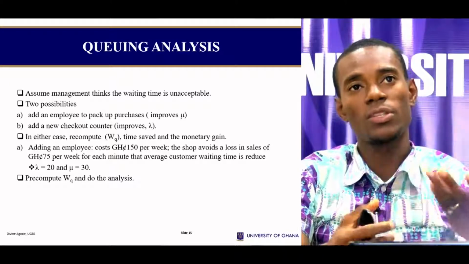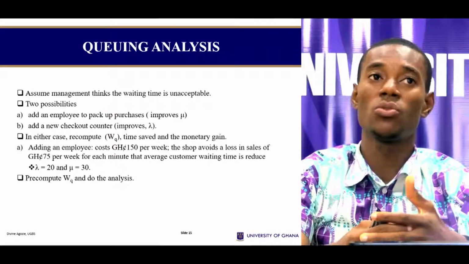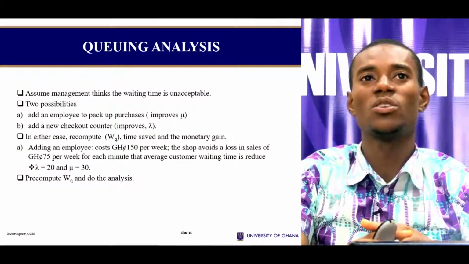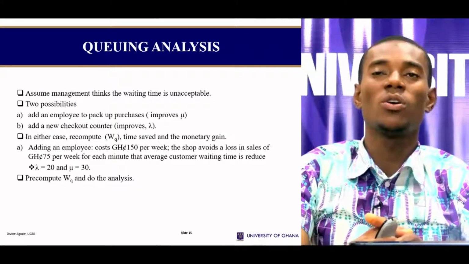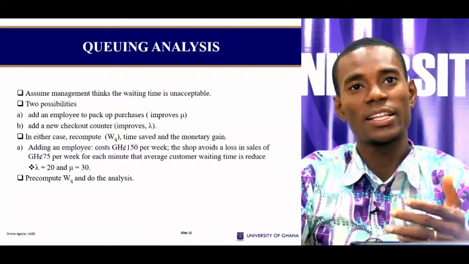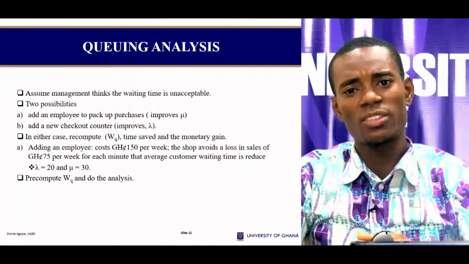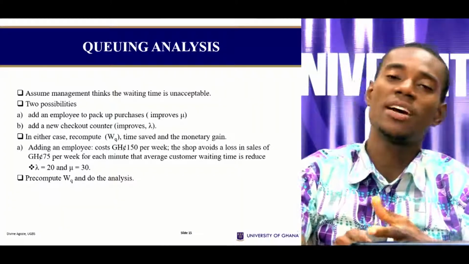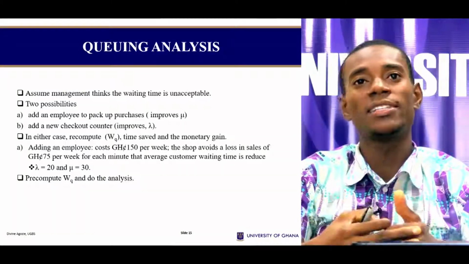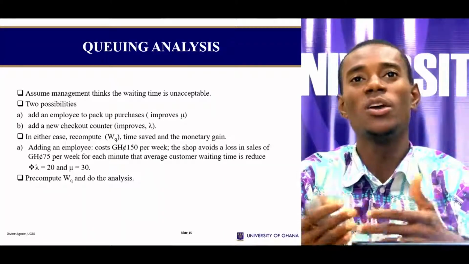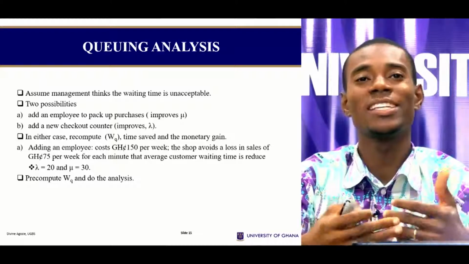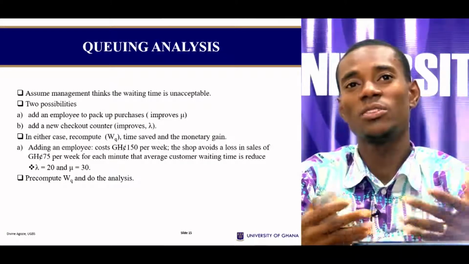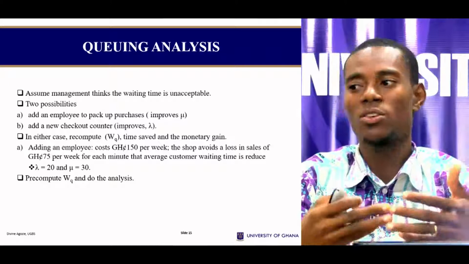What are some of the options available to you? Well, we looked at 2 options, although there could be other ones. We could add an employee to pack up purchases, and that will improve the service rate, or we could add a new checkout counter. We are looking at a single server window. For instance, in a typical banking hall with just one teller, when you present the check, she may have to go present it to her head teller for authorization, and do photocopies of the check or take your ID card. All that goes into the service time, so it takes a longer time for a customer to be served, and that causes more people to wait in the queue. So what can we do?